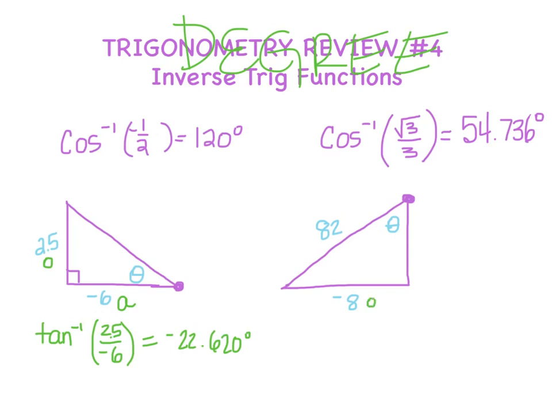Same thing here. I'm given the opposite and the hypotenuse. The opposite and the hypotenuse is sine. So if I use the inverse sine and put -8 over 82, I get -5.599 degrees.